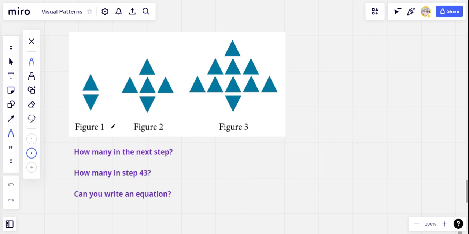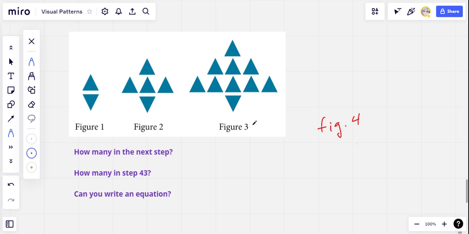Here is our pattern today. We've got figure 1, figure 2, figure 3, and your challenge is to predict the number of triangles in figure 4. If you can do that, can you predict the number in figure 43? And could you write an equation that you could use to express the number of triangles in any figure at all? So that's the challenge. If you'd like to accept it, pause the video and work it out.